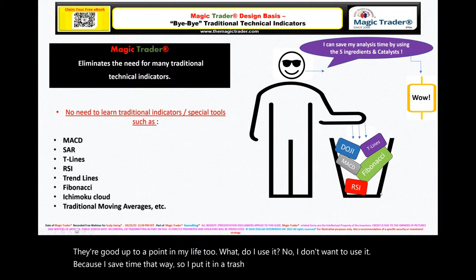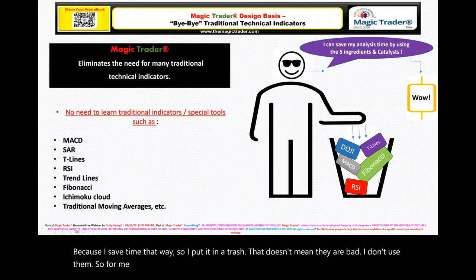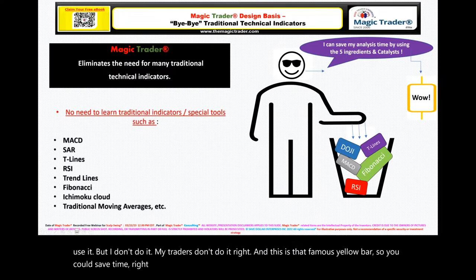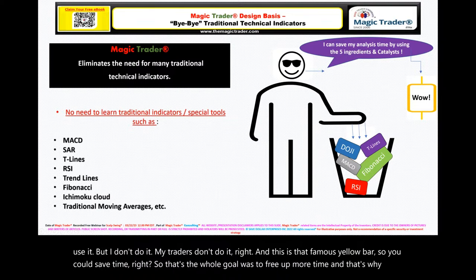That doesn't mean they are bad. I don't use them, so for me, it's no use. That doesn't mean they are no good. They are good. If you like it, use it. But I don't do it. My traders don't do it. And this is that famous yellow bar. So you could save time. That's the whole goal, to free up more time, and that's what we're trying to teach you here, if you have that problem.